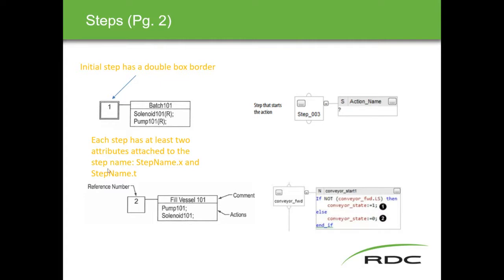Each step has at least two attributes attached to the step name, and they'll look something like step 1.x and step 1.t. T is the time that the step has been active, and x is, I think, the Boolean variable. I can't recall. But at any rate, these are what steps are. So it's a logical sequence in numerical steps. This is what it looks like in the ILM, and this is what it looks like in real life on the right-hand side. You'll see a square box that says step 3, and then some kind of function performed by it. We'll talk about that as we move forward.